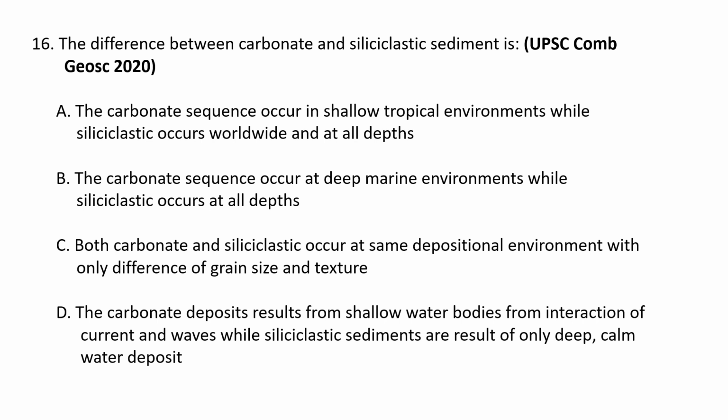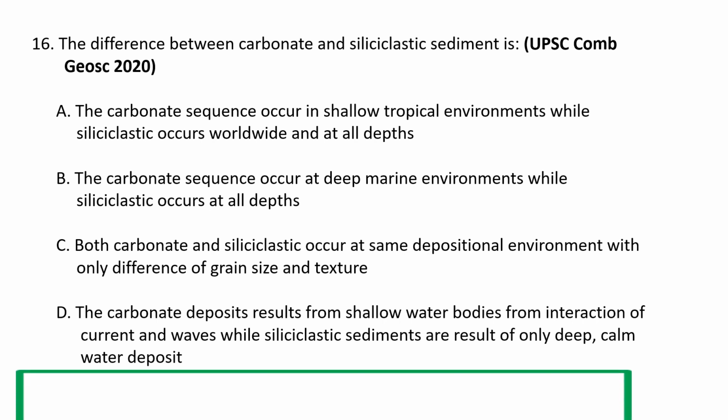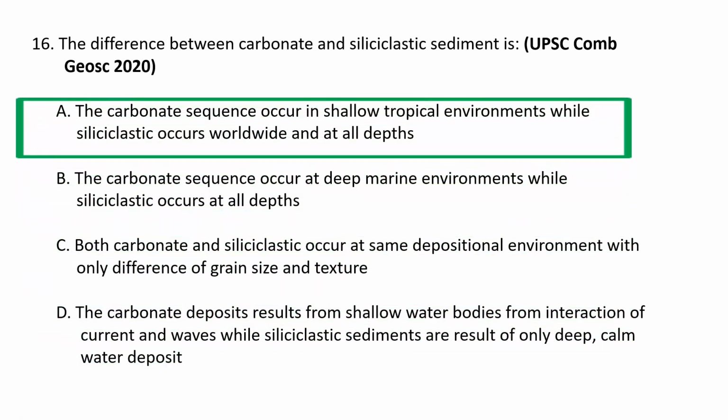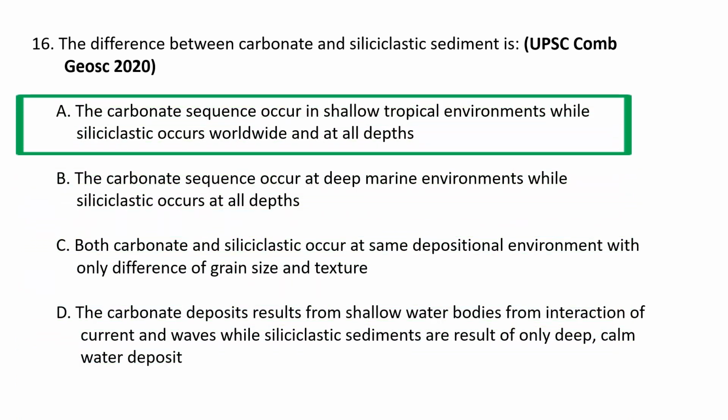So siliciclastic, commonly referred to as clastic rocks, are composed of terrigenous materials and are formed by weathering of pre-existing rocks, whereas the carbonate rocks are composed principally of sediment which is formed from seawater by organic activity. The carbonate sequence occurs in shallow tropical environments while siliciclastic occurs worldwide at all the depths. A is the correct option.